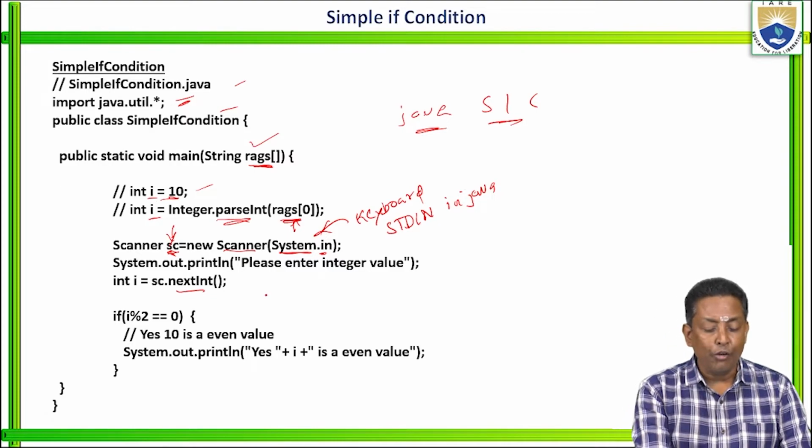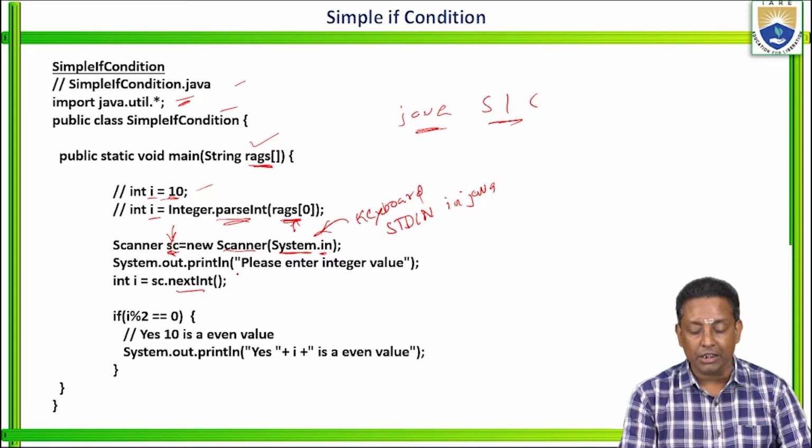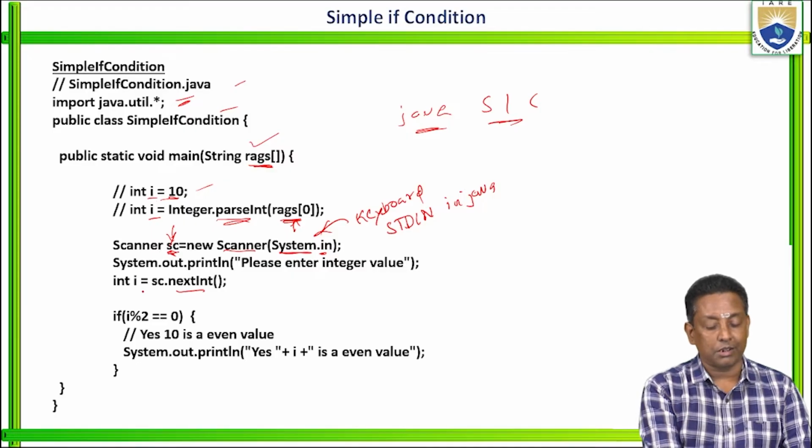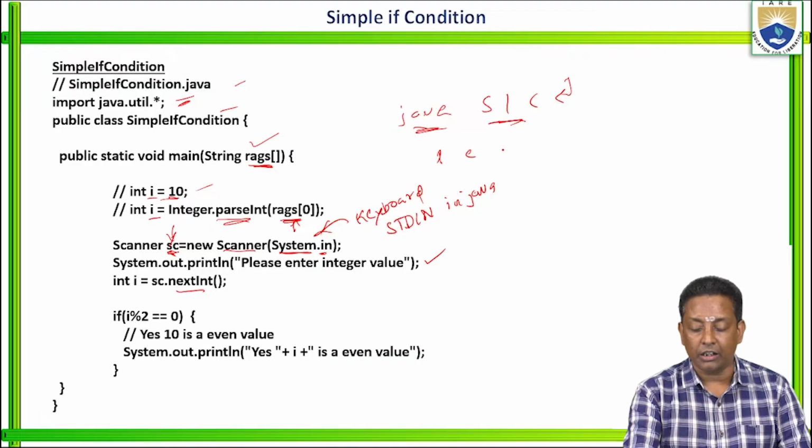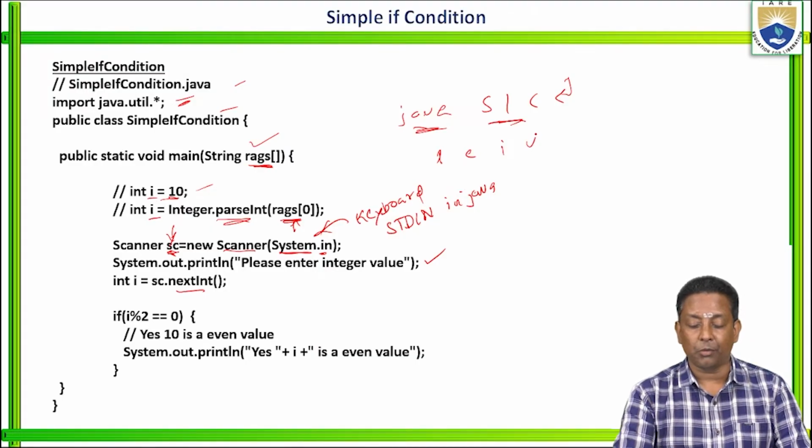So we want to prompt the user to please enter an integer value. How to prompt? System.out.println, please enter integer value. Then the moment you run the Java simple if condition class and press the enter key, immediately the statement will come: please enter integer value. Like that the prompt will come.